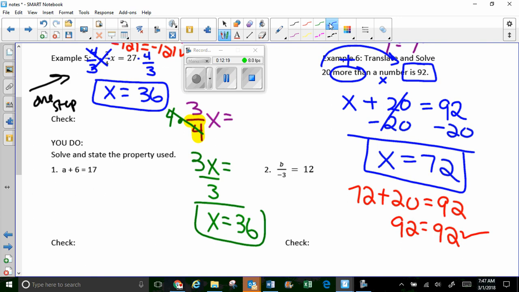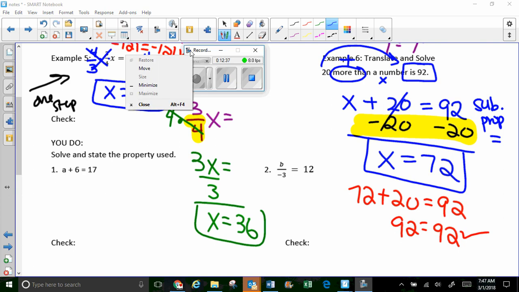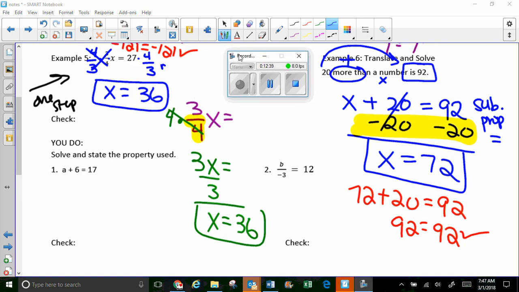So let's go back and just talk about what property allows me to subtract the same thing on both sides. So that, of course, is the subtraction or addition property of equality. And then going back to example 5, multiplying the same thing on both sides would be the multiplication property of equality.